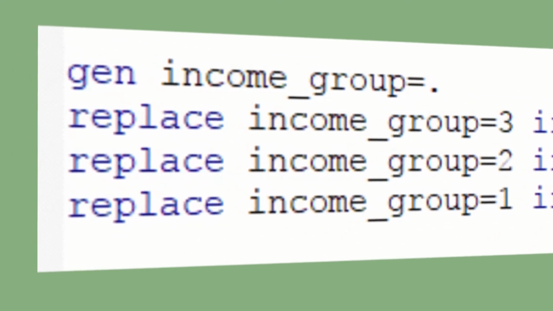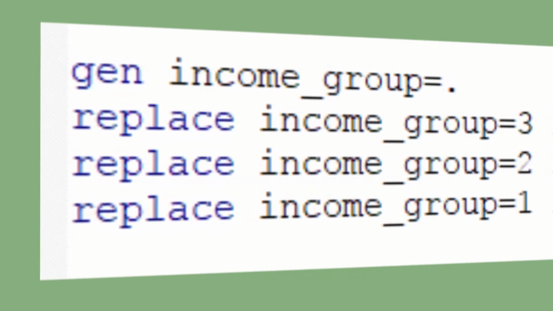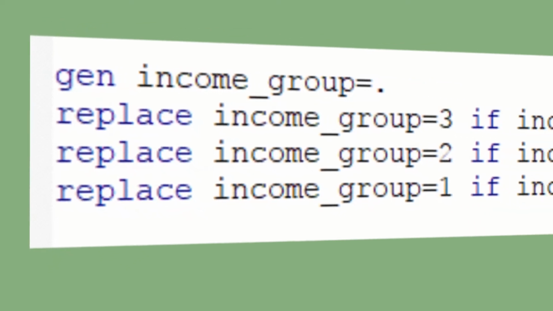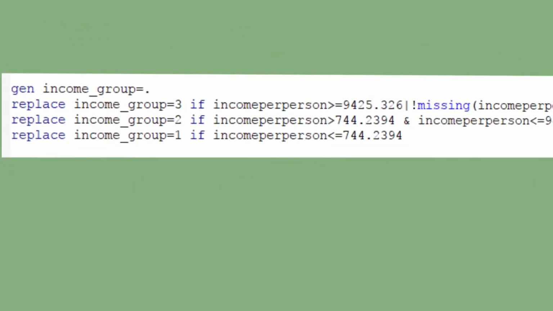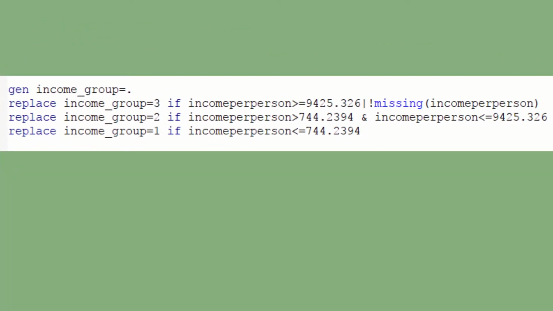We begin by creating the third variable, a new categorical variable called income group. The way Stata operates, income group 3 will include all missing observations of income per person, because Stata assigns a very large value to represent missing observations. To avoid this, we will add !missing parens income per person close parens at the end of the line of code generating income group 3.